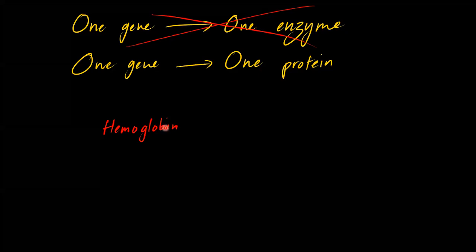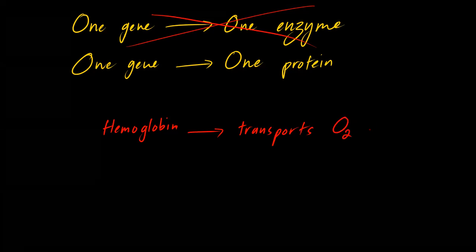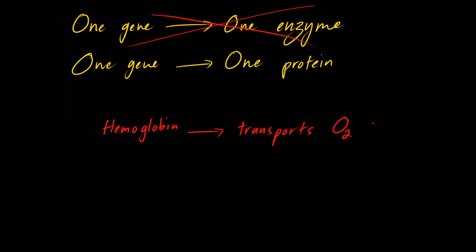Hemoglobin. Give body color? No. It transports oxygen in the blood, through blood. So it's responsible for carrying oxygen from our lungs into all the cells inside our bodies.